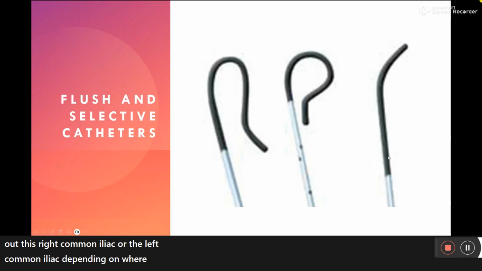This one right here is purely selective. Okay, you can't take a large bolus angiogram with this one. So this is a selective catheter. If I show you some pictures, I'll ask you, hey, which one is flush and which one is selective. You've got to be able to tell me which is which.